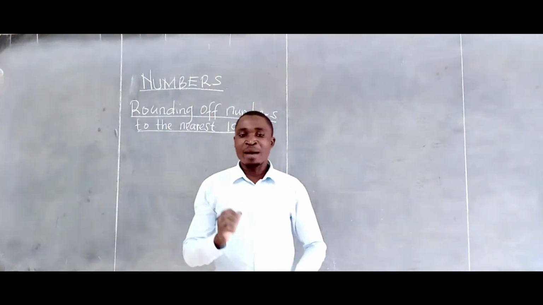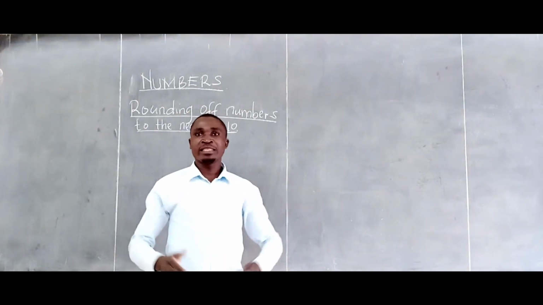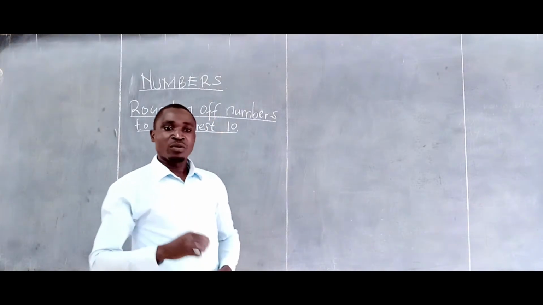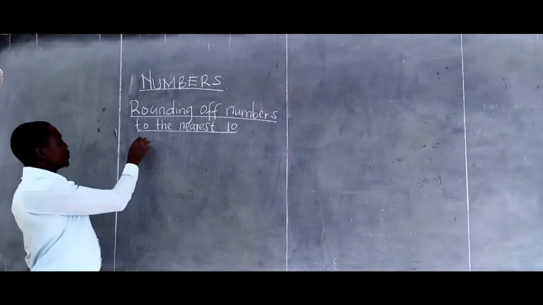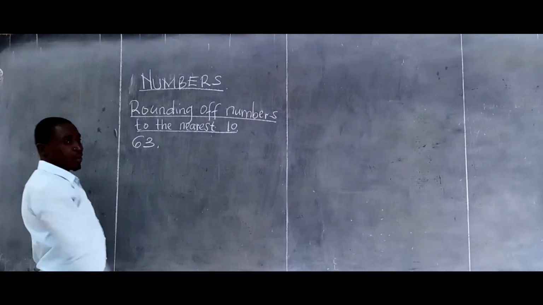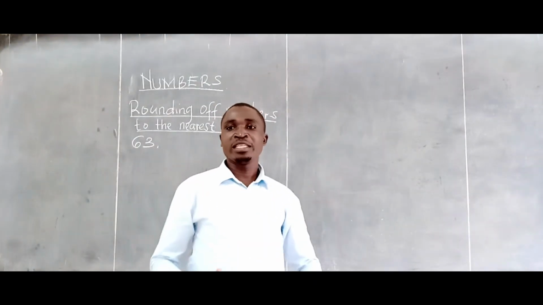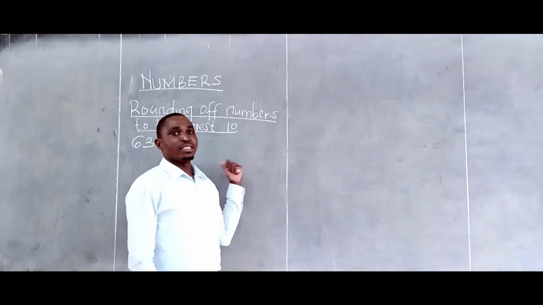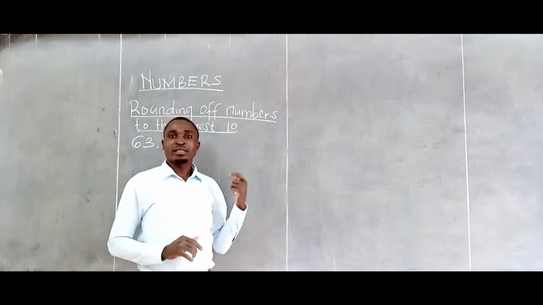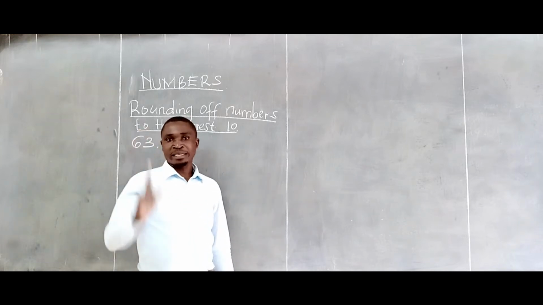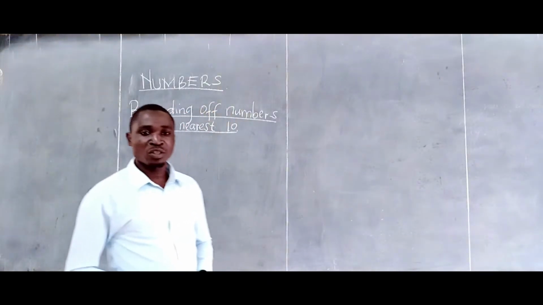In this case, I'm going to subject us to an activity which we are going to carry out as a group. So, we are going to pick a number. For example, look at this number. Our number that we have picked, that we are going to round off to the nearest tens, is 63. So, step number one, we are going to have a number line in which we are going to represent this number on a number line. Just observe.